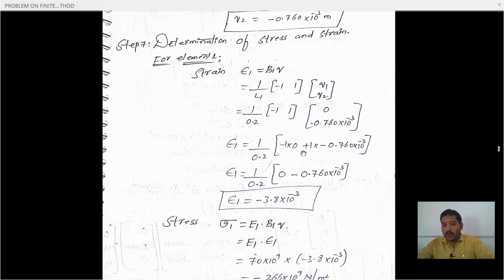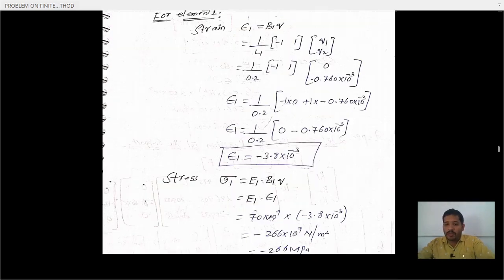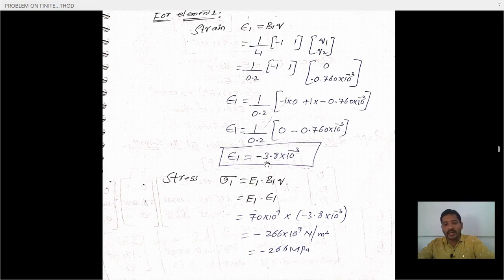So minus 1 into 0 becomes 0, plus into minus becomes minus 0.760 into 10 power of minus 3. If you divide this whole value, it will become minus 3.8 into 10 power of minus 3. So after this we need to find out the strain. After getting the strain, we need to find out the value of stress.